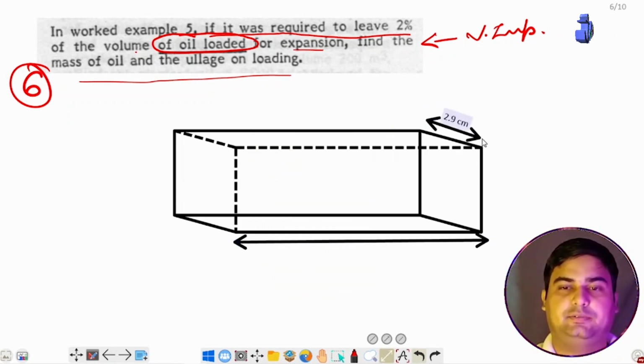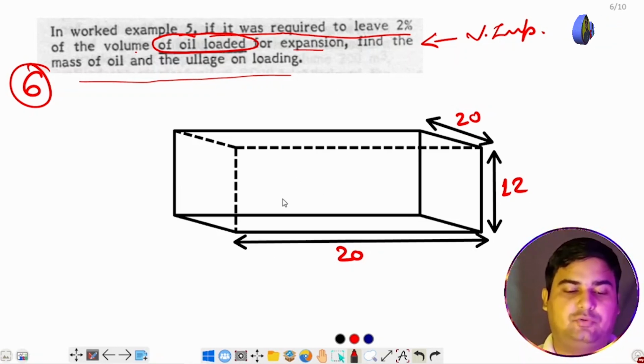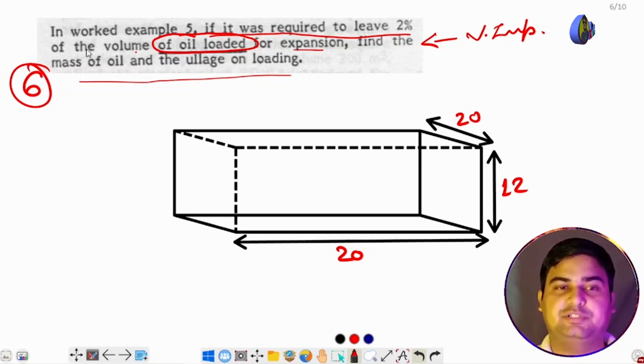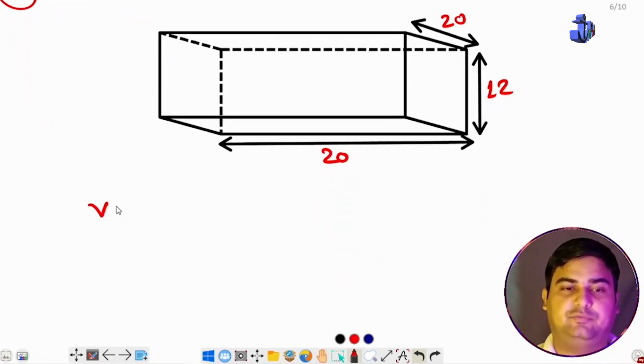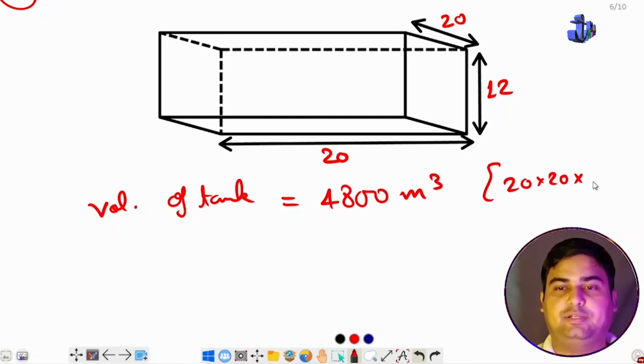Length, breadth, height. In the previous problem, we know length was 20, breadth was 20, and height was 12 meters. Now we have to leave 2% of the volume of oil loaded for expansion. In this type of problem, we need to first find the volume of tank. The volume of tank we found in the previous problem, that will be 4800 meter cube. It will be 20 into 20 into 12.